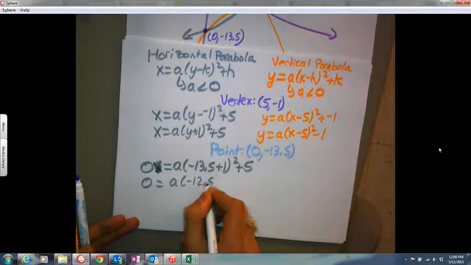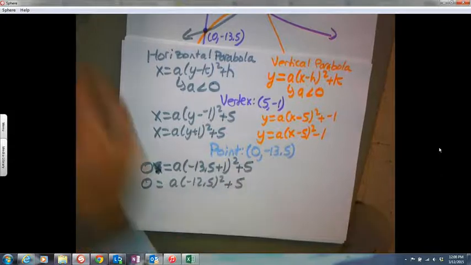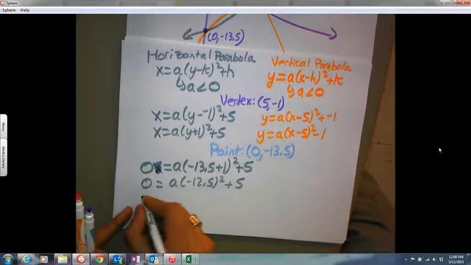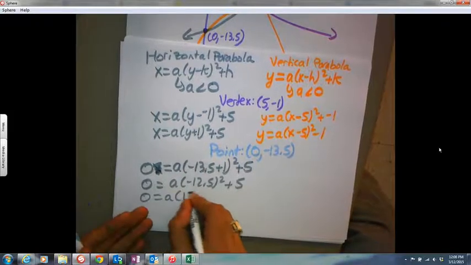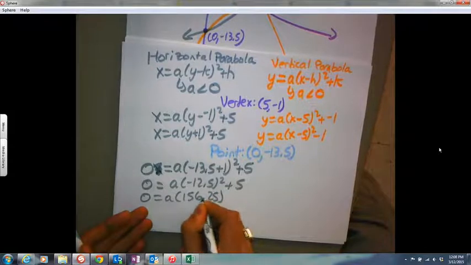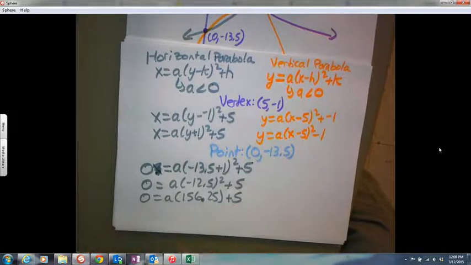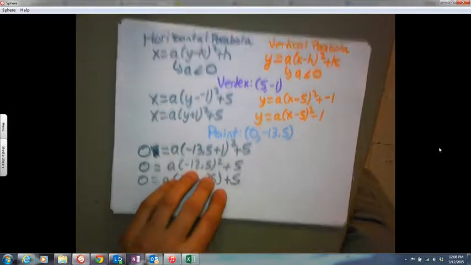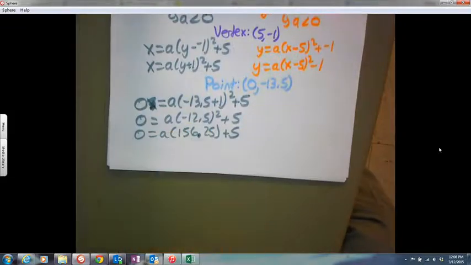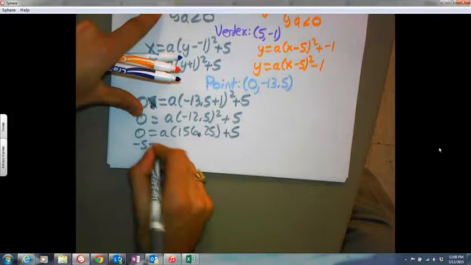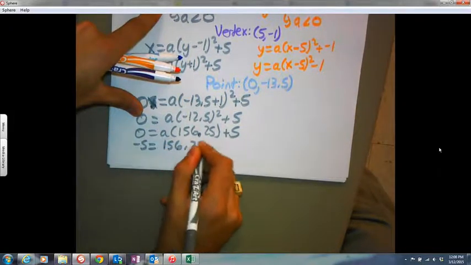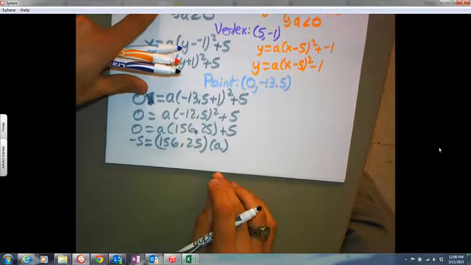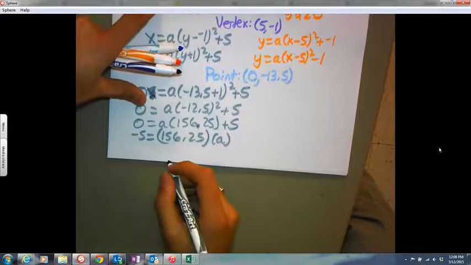Now, I didn't know what negative 12.5 squared was, so I have to do that on the calculator. It's okay. I'm just plugging the point into the equation and solving for a. Worry about that later. Don't lose focus.